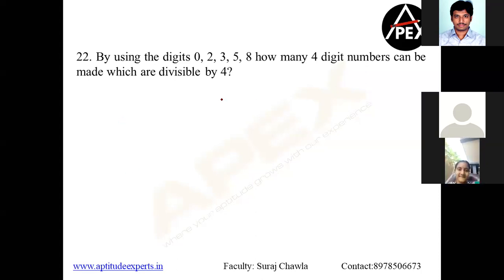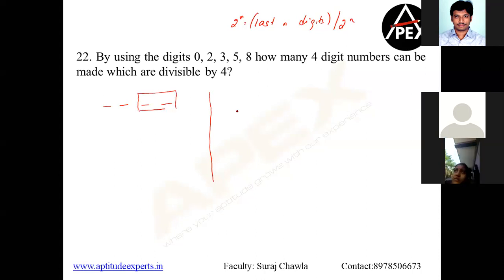Let's see. So divisibility of 4, I'm talking about last 2 digits, okay? Let's try to understand this. So we're talking about the last 2 digits, then what am I looking at? So again, 2 cases, one case where 0 is involved and the second case where 0 is not involved. So I want to make 4-digit numbers. Now last 2 digits to be made in such a way where 0 is involved.